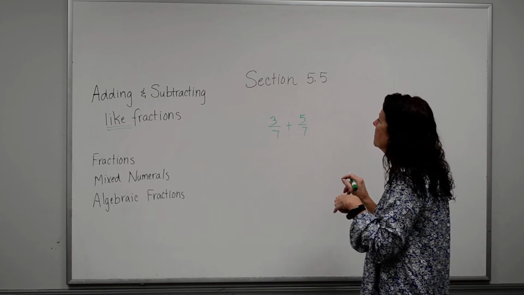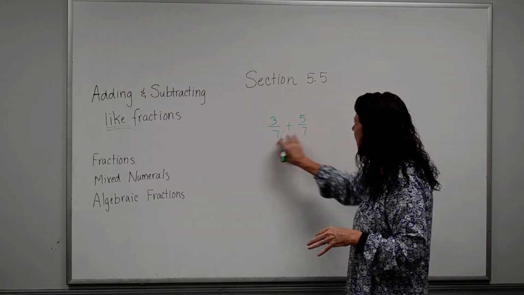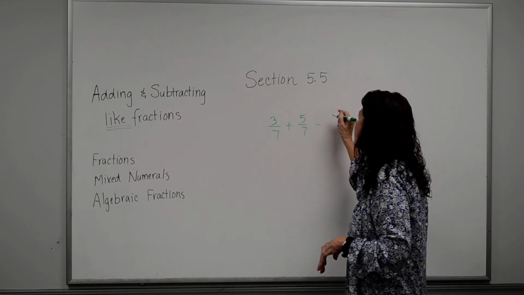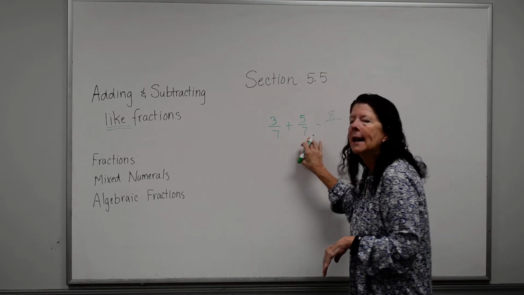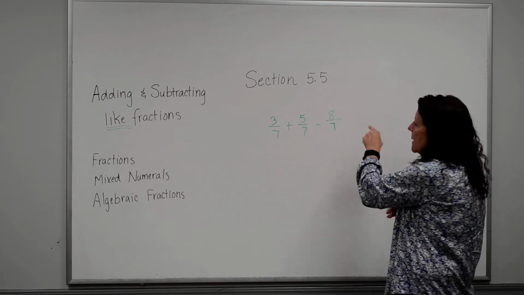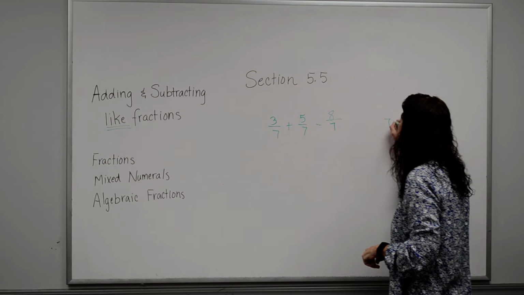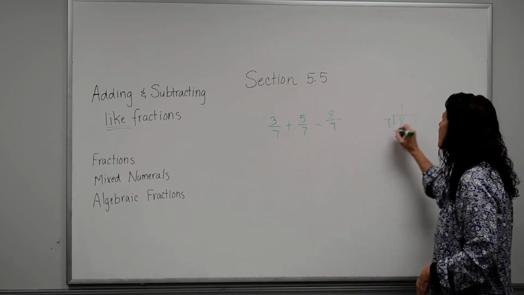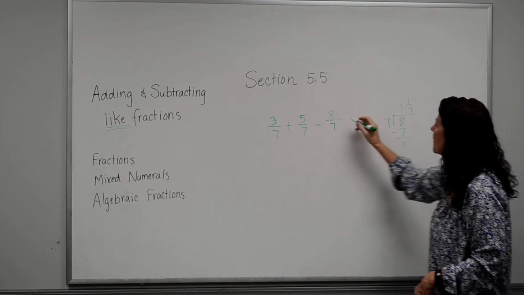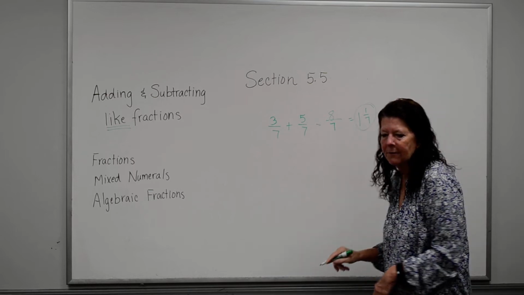But then tomorrow we'll actually talk about what you do when they don't match up. So if the bottom matches up, you just add straight across. So 3 plus 5 is 8. You do not add the 7 and 7 together. You just bring the 7 over. Now, that's an improper fraction because the 8 is larger than the 7. So I've got to divide the 7 into the 8. It goes one time with 1 left over. So then I take that, place it over the divisor. So I have 1 and 1/7 as my final answer.